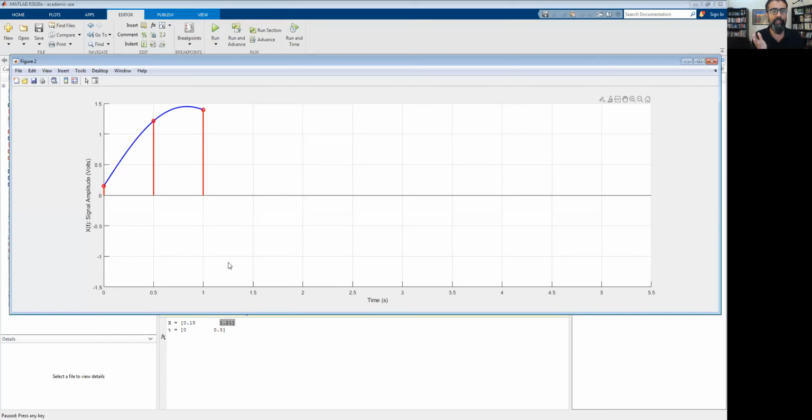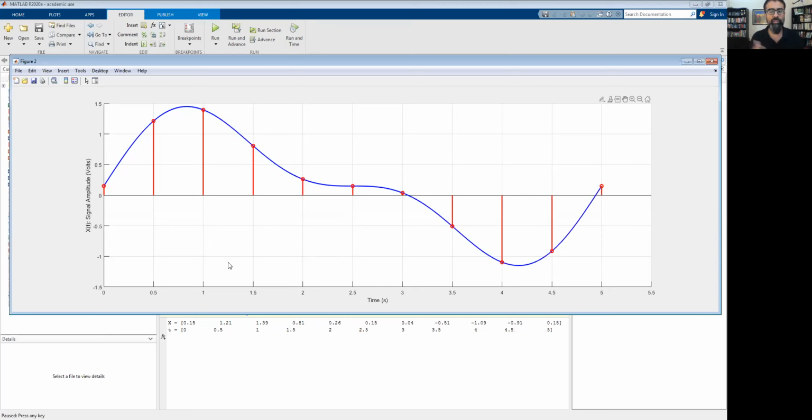And at 1 second, it once again has a sample, right? And then at 1.5 seconds, it has another sample, right? At 2 seconds, it has another sample. At 2.5 seconds, it has another sample. 3 seconds, and so on and so forth. And this will go all the way up to 5 seconds, right? And this is where your last sample was stored, right? So that actually continuous waveform that you had is no longer continuous as far as your computer is concerned, as far as MATLAB is concerned.